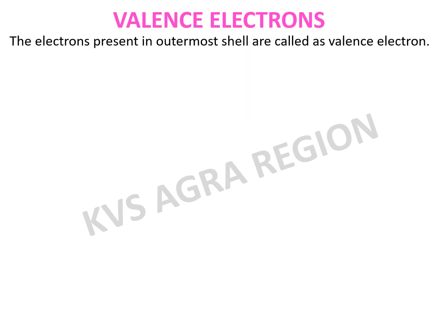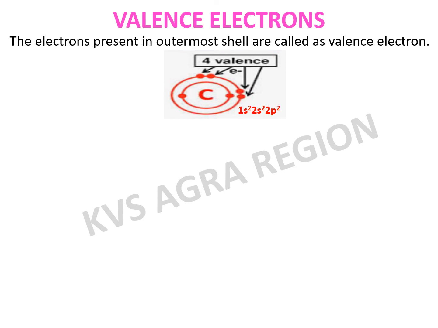Valence electrons. The electrons present in outermost shell are called as valence electrons. We can see the configuration of an element 1s2, 2s2, 2p2. Let us identify this element. It's carbon. In this, we can see that in the outermost shell, there are 4 electrons, and these are known as valence electrons.